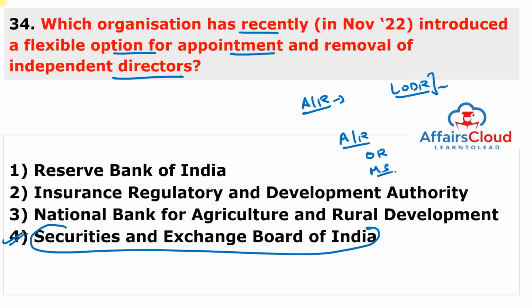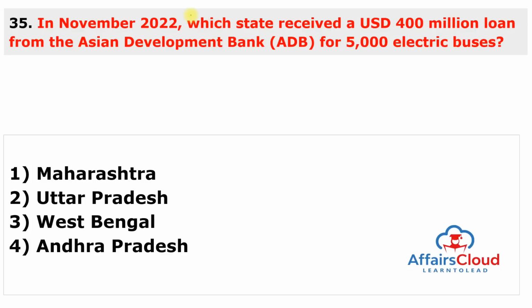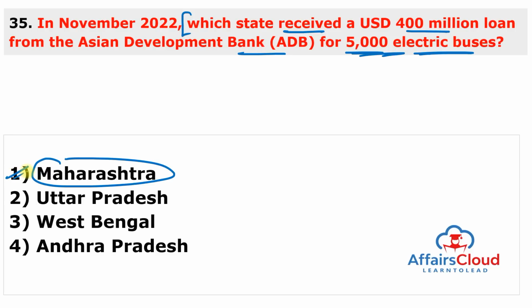Moving to next question. In November 2022, which state received a $400 million loan from the Asian Development Bank for 5,000 electric buses? And this state is Maharashtra. The answer of this question is 1.